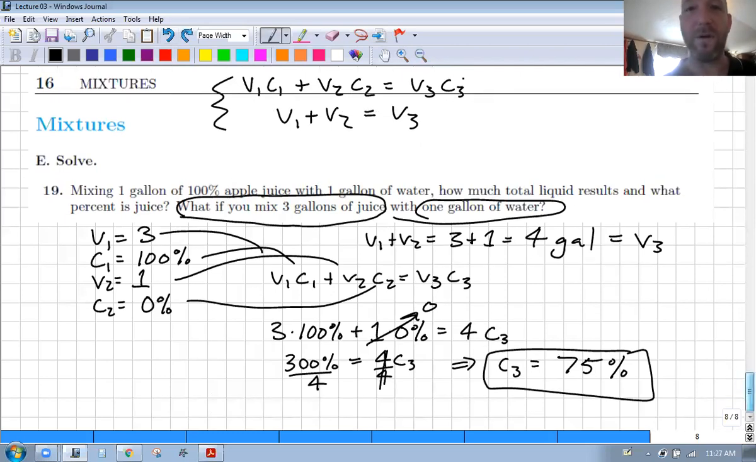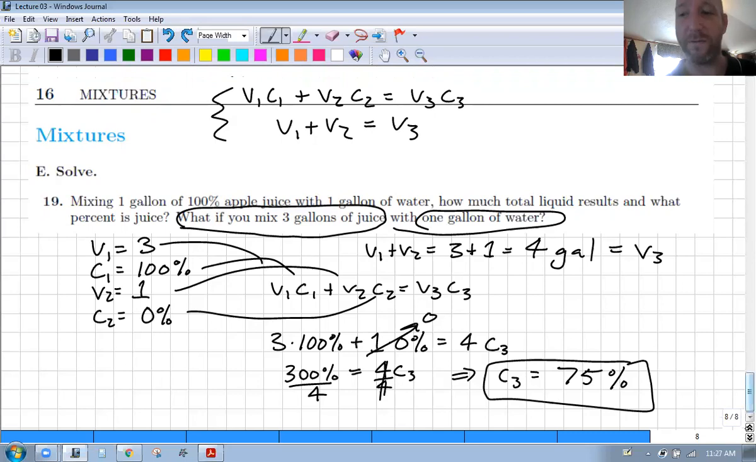Okay, so it's not always going to be solving for the resulting concentration. They might give you the resulting concentration and be asking you about the concentration of one of the other two liquids. But you just plug in the numbers, figure out which ones they go to, plug them in and solve.